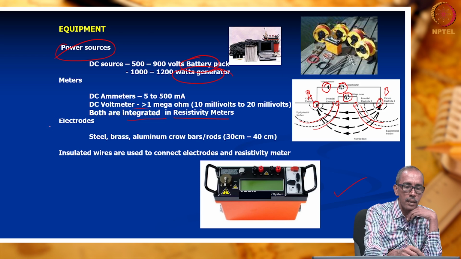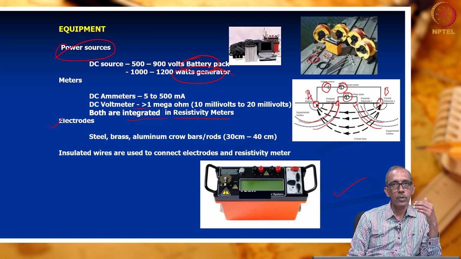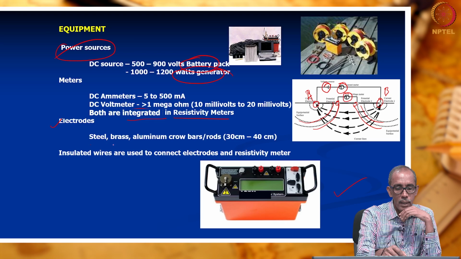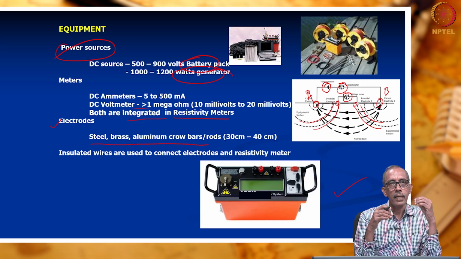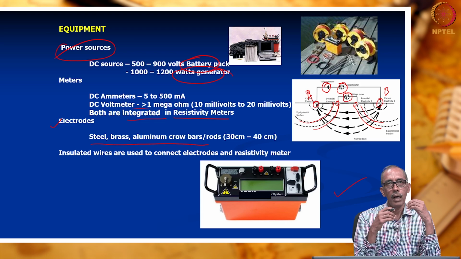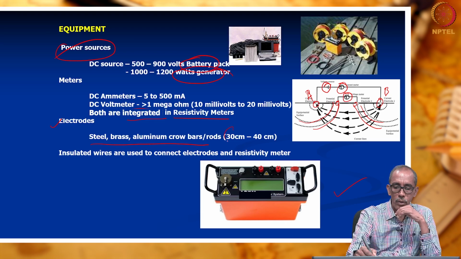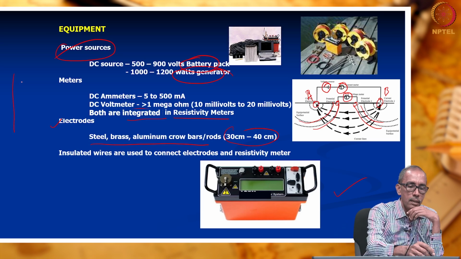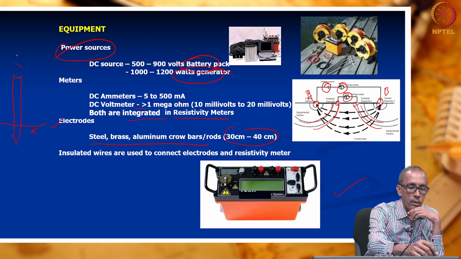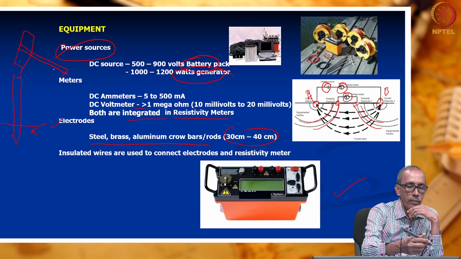Then the next is electrodes. I had already told you electrodes are nothing but conductive bars, may be made of stainless steel or aluminum or brass. They are of about 30 to 40 centimeter length with a sharp edge on one side, so that this can be easily hammered into the earth. We can just use a hammer to drive it into the earth.